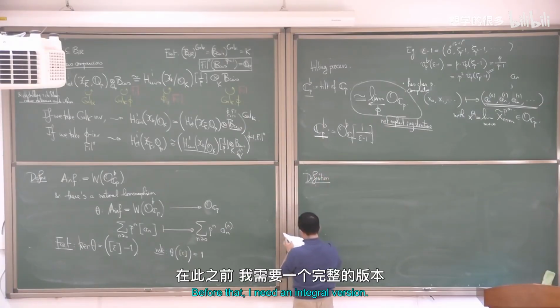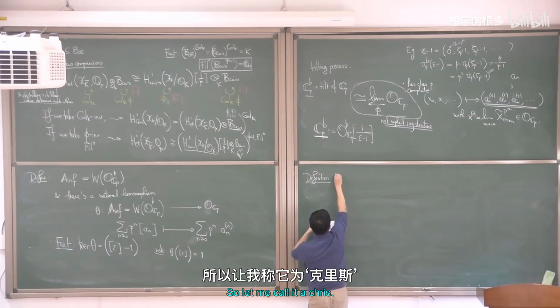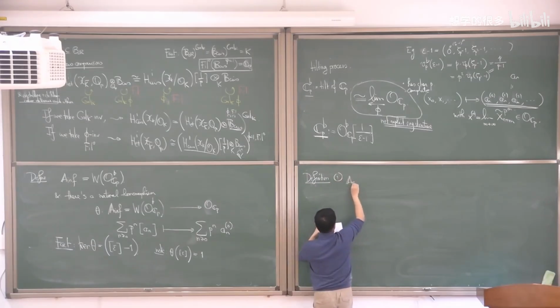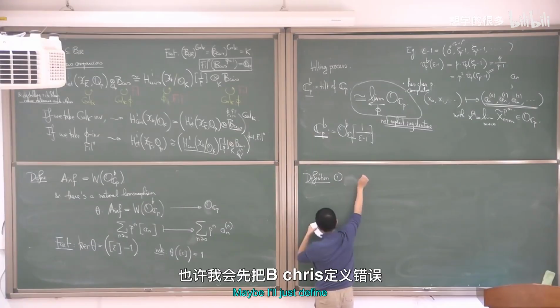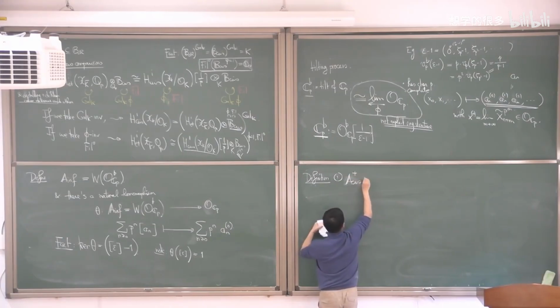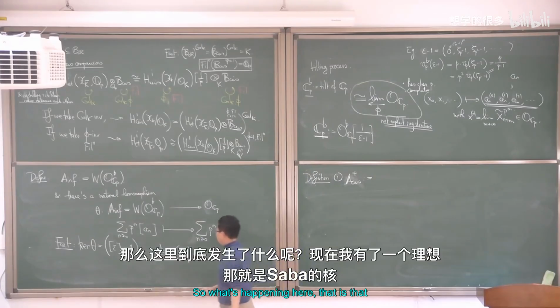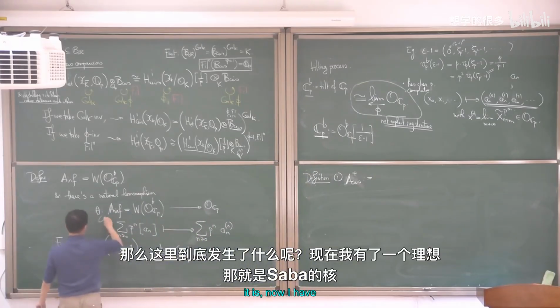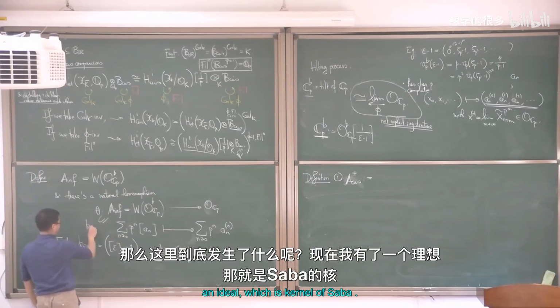Before that, I need an integral version of that. So let me call it A crease. Maybe I'll just define B crease drop first. You know what? Let me do A crease. So what's happening here is that inside this A inf, now I have an ideal, which is kernel of theta.